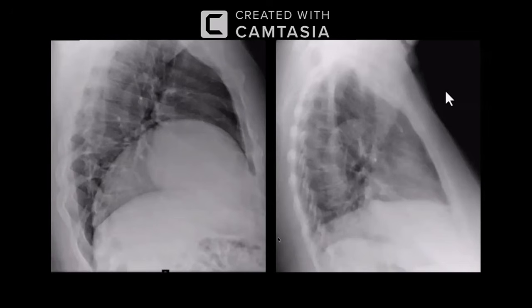Okay. And for the second case, there's flattening of the diaphragm that's not bulging as much. So it would support the diagnosis of phrenic nerve palsy. Okay, sure. Yes, very good. So excellent description.